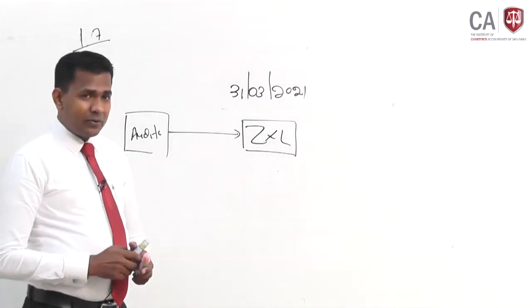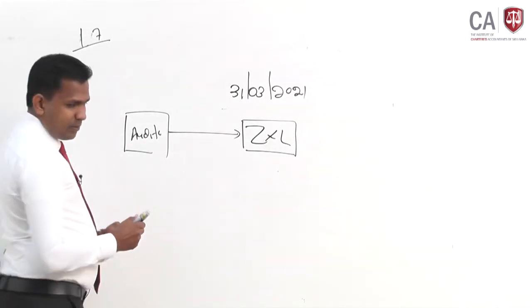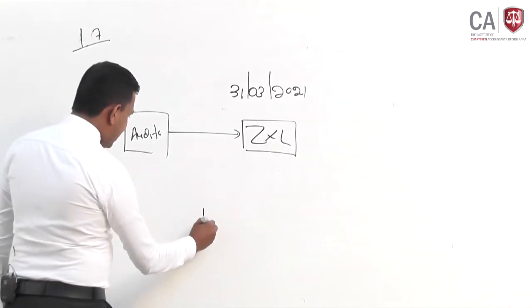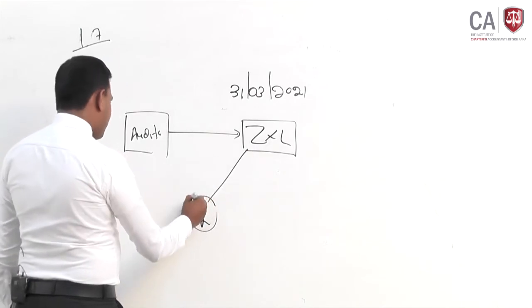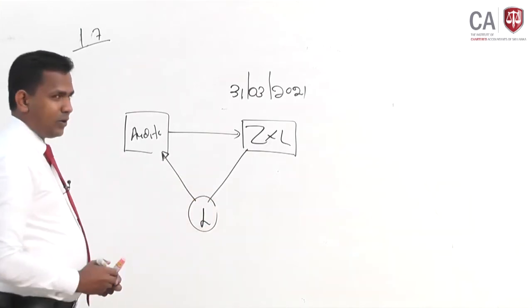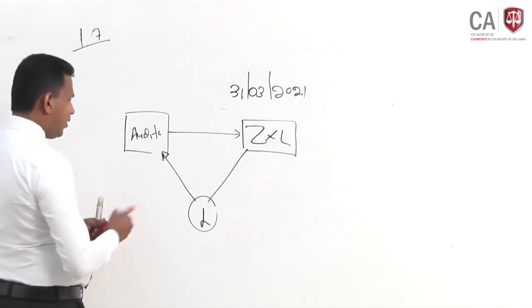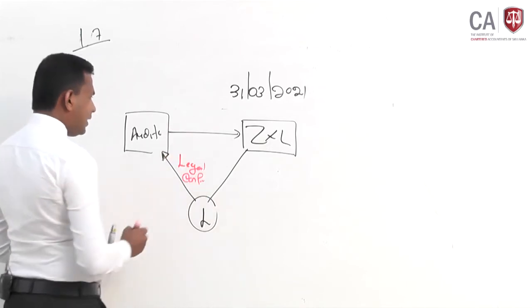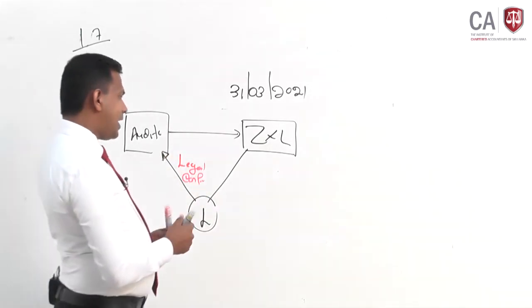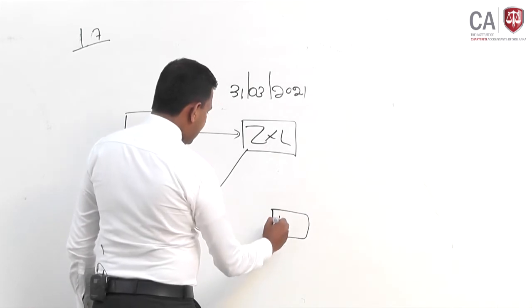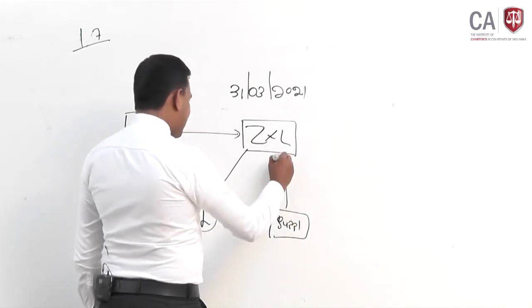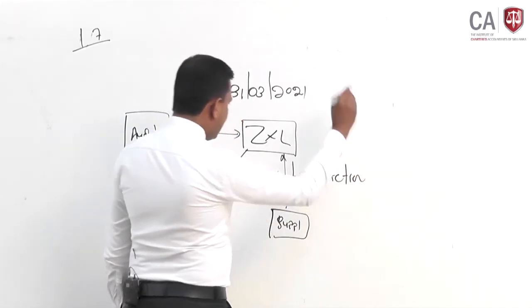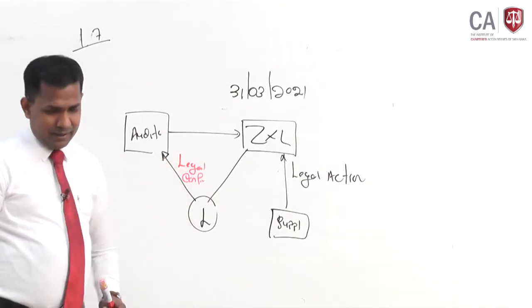So when you carry out the audit, generally we call for a confirmation from the lawyer, directly to the auditor. That letter we call a legal letter, legal confirmation. This legal confirmation says that one of the suppliers has taken legal action against EZXL. That is mentioned in the letter.